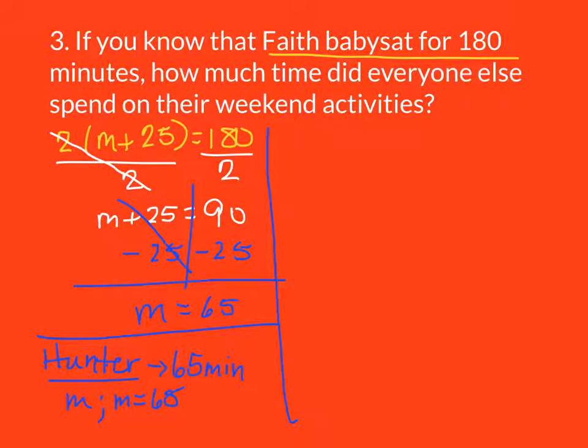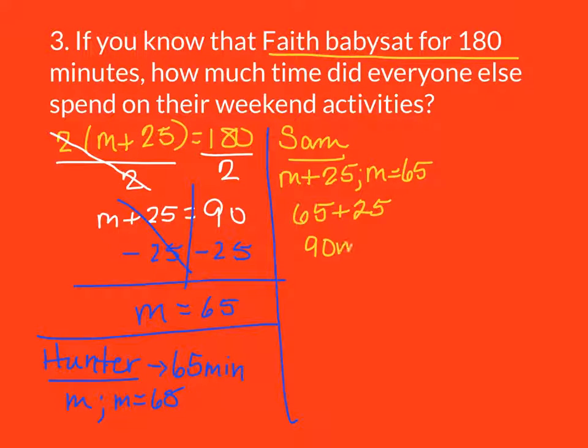Next, after Hunter, we have Sam. The expression we wrote for Sam is M plus 25. I know that M is equal to 65 now. 65 plus 25. I like to do 60 plus 20, which is 80. And then 5 plus 5 is 10. So 80 plus 10 is 90 minutes.